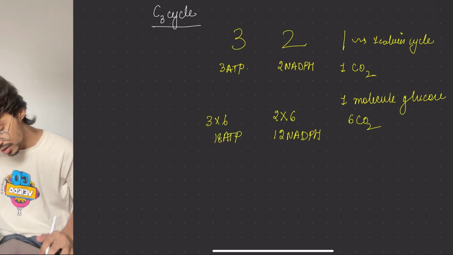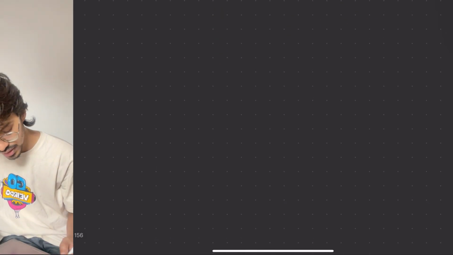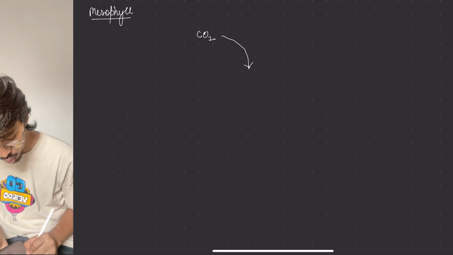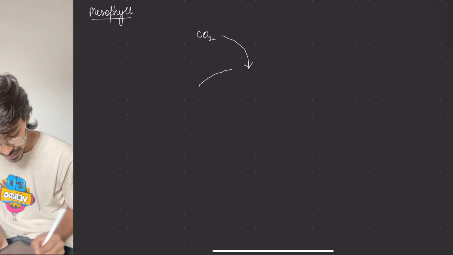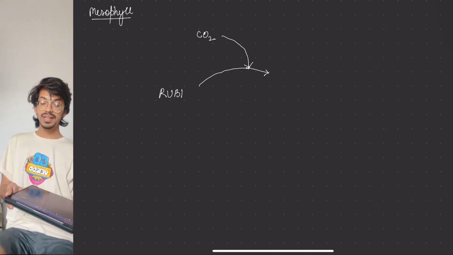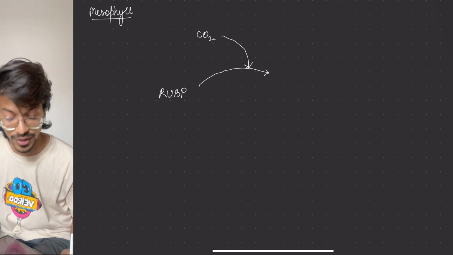Moving on to the reactions. All the questions will be covered over here. Where is this occurring? In the mesophyll cells. So in mesophyll cells, one carbon dioxide molecule comes, and who will accept it? It will be accepted by RuBP. RuBP is ribulose bisphosphate.